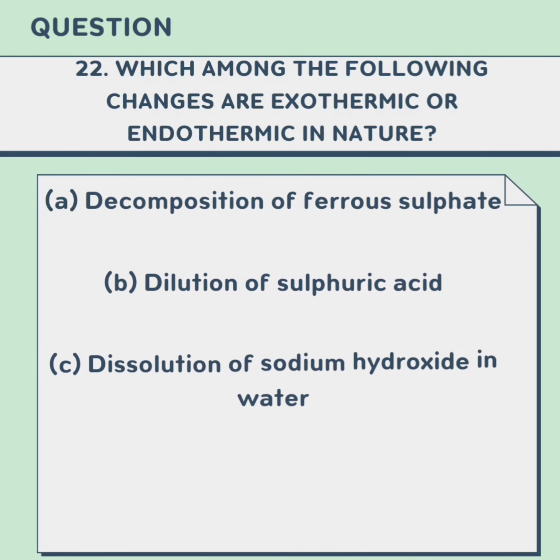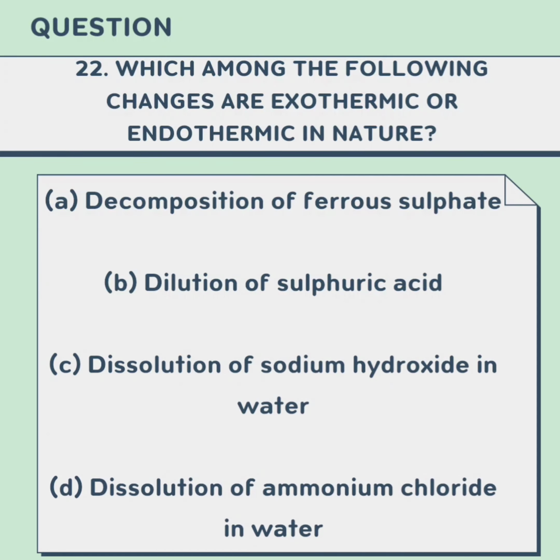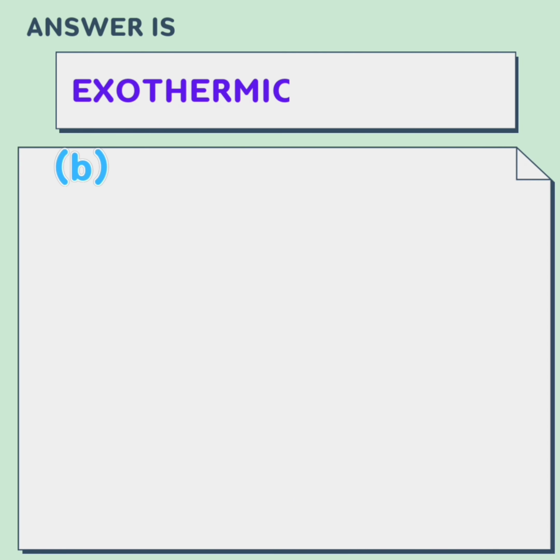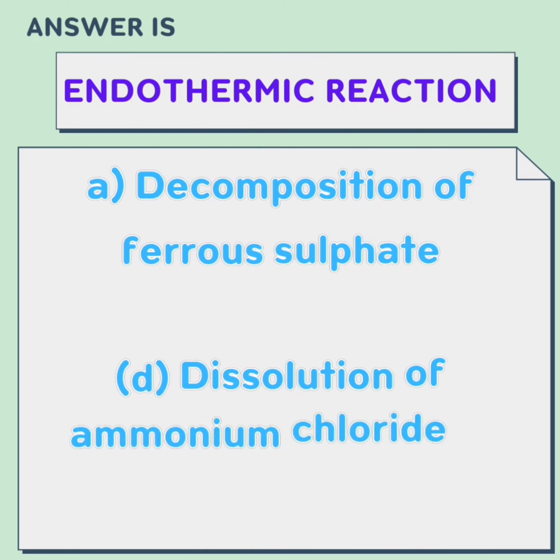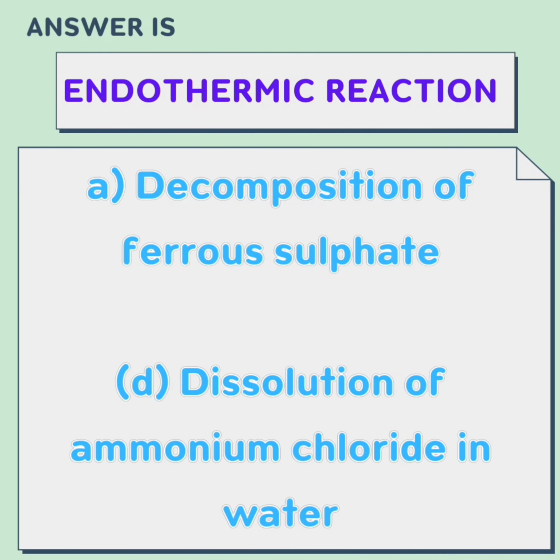Which among the following changes are exothermic or endothermic in nature? A. Decomposition of ferrous sulfate. B. Dilution of sulfuric acid. C. Dissolution of sodium hydroxide in water. D. Dissolution of ammonium chloride in water. Answer. Exothermic reactions: B. Dilution of sulfuric acid, C. Dissolution of sodium hydroxide in water. Endothermic reactions: A. Decomposition of ferrous sulfate, D. Dissolution of ammonium chloride in water.